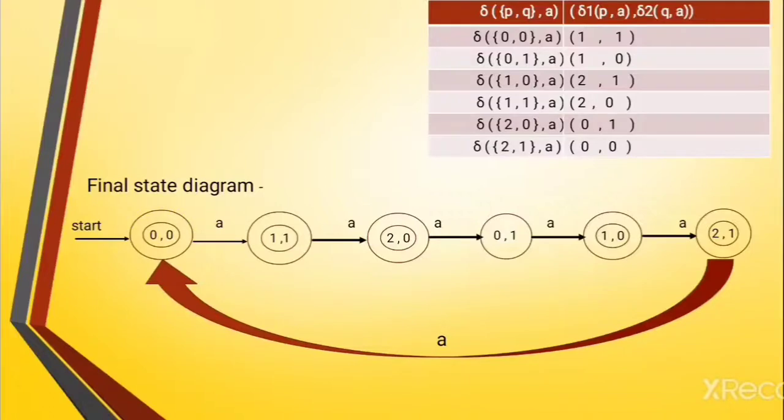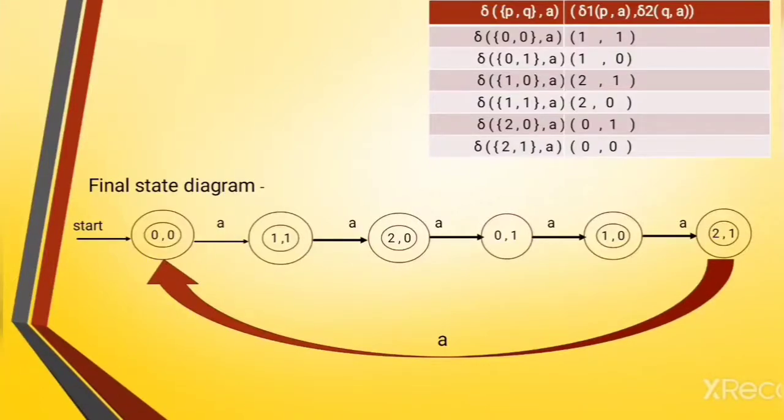And now here we are giving the loop to the starting state. Why? Because for any number of A's, it must accept the given condition. So that's why we are giving the loop to the starting state. Like this, we write the final state diagram. This is the final state diagram for the given problem, that is, the string length mod k problem with relational operator.